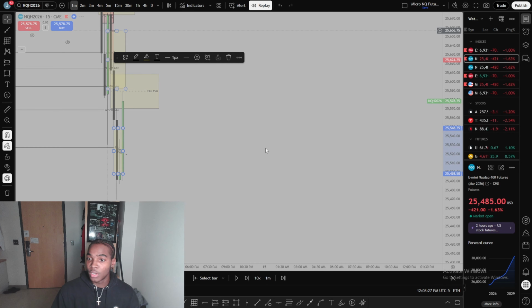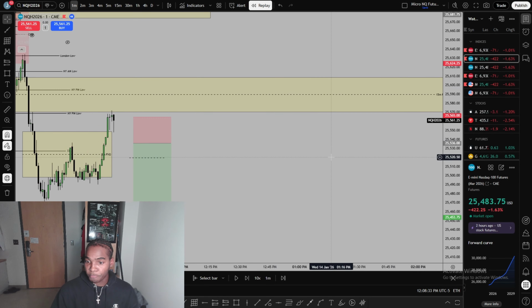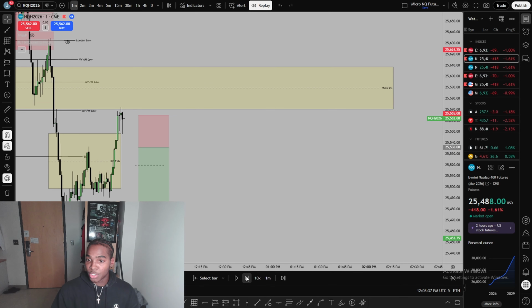Around 11:30 was another trading opportunity. It's the same idea I had up top, where we have this tap into this 15-minute gap. This tap into this 15-minute gap. So now I'm just looking for an entry model.